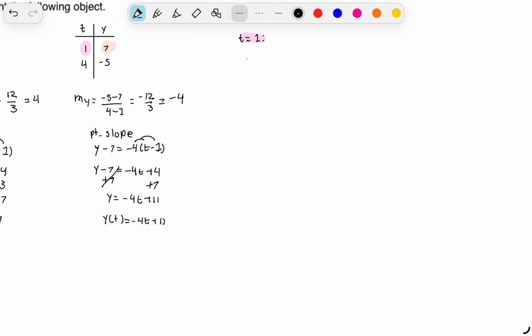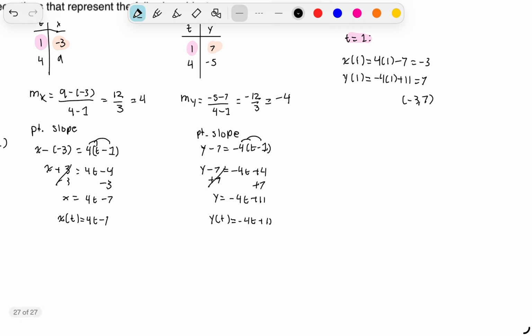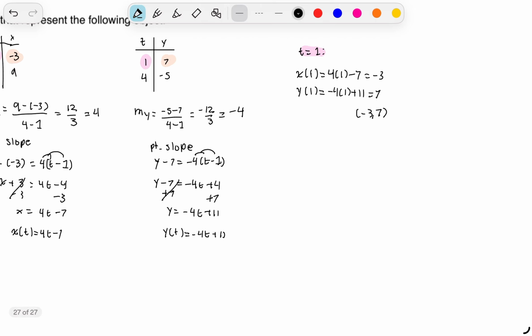So you're going to take your x of 1, and you're going to set that equal to 4 times 1 minus 7 is equal to negative 3. And you have y of 1 is equal to negative 4 times 1 plus 11 is equal to 7. And that gives you the point negative 3, 7, which matches with what we have originally that was given.